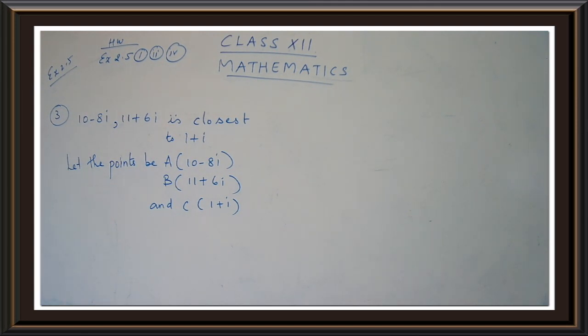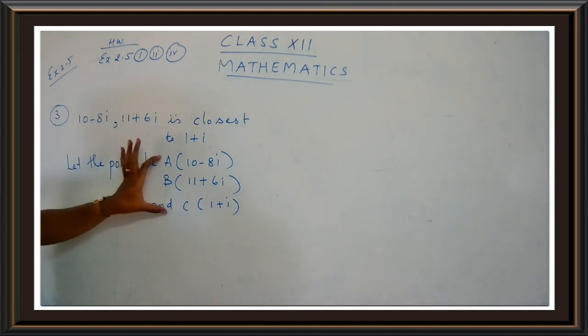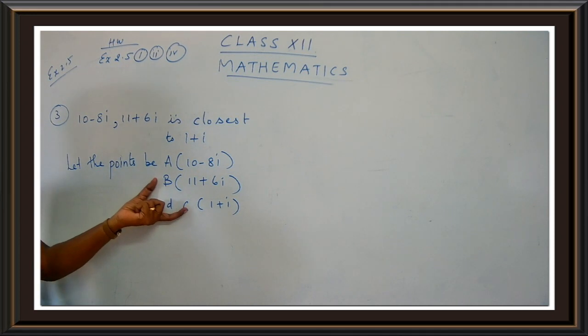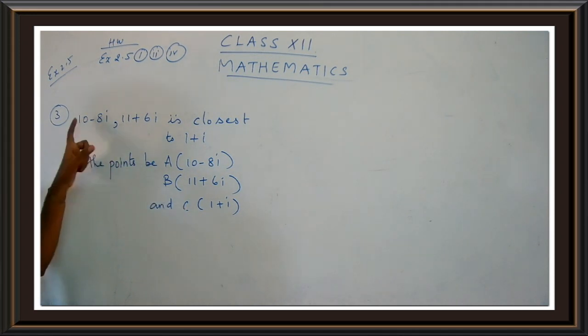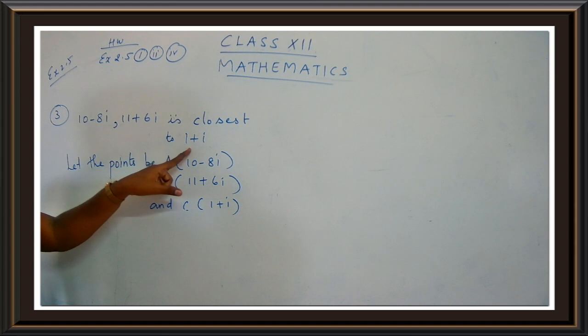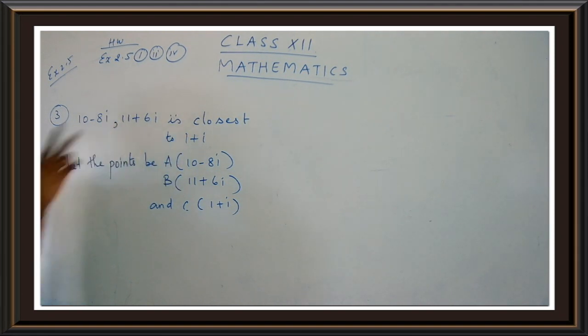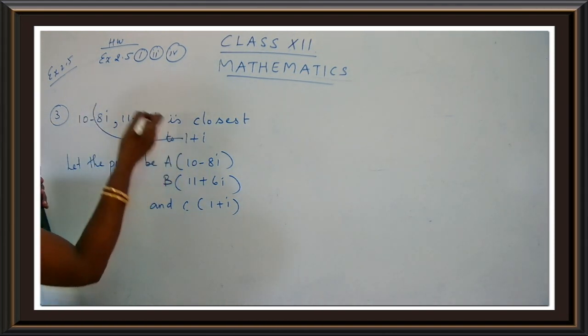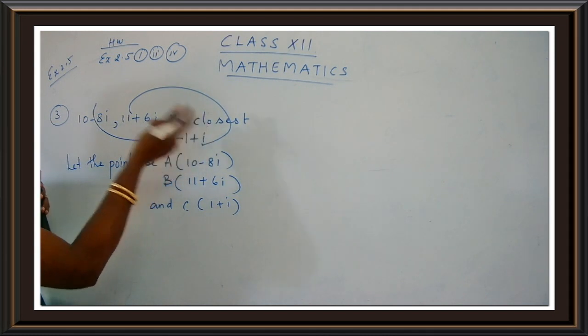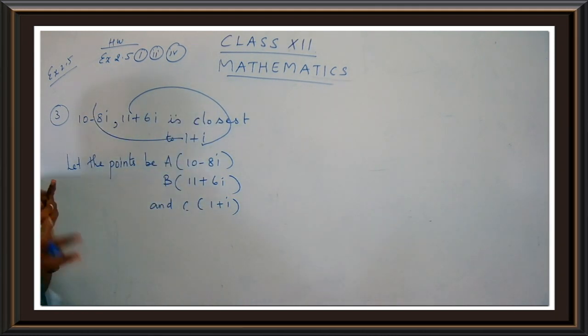So now what are we going to do here? We are going to find out the distance. I am going to find out the distance between AC, and the distance between BC. Are you getting my point, children? The question was which of these points is closest to 1 plus i. So first you have to find the distance of these two, and after finding the distance, you have to compare the distances and give the required answer. Okay, children?